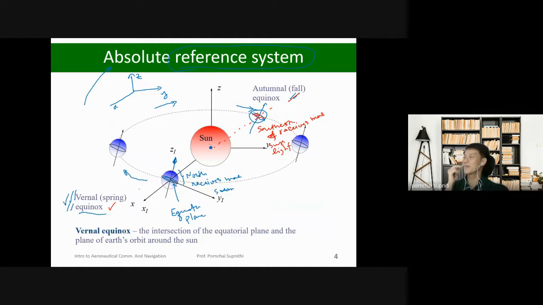You think? So if you want to find the position of users on Earth, or a satellite orbit, which orbits around the Earth, should we use this type of system?